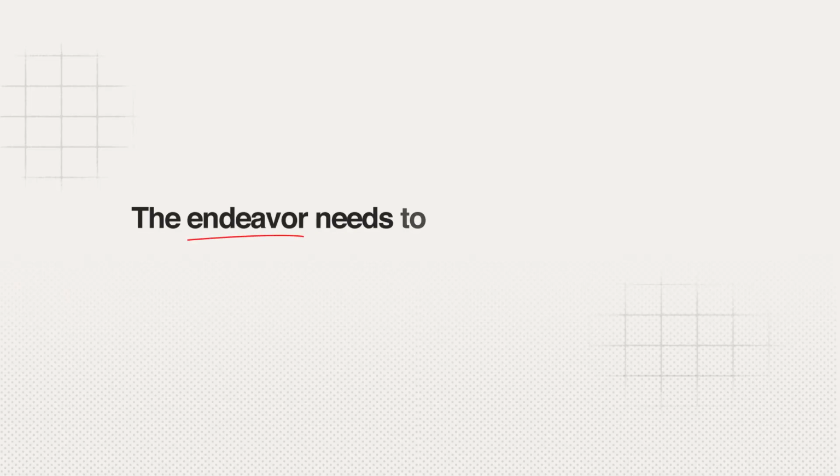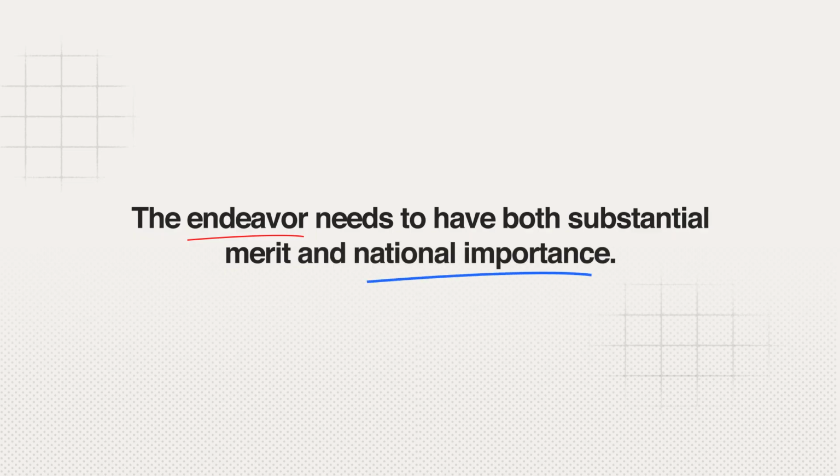The first part says that the proposed endeavor needs to have both substantial merit and national importance. Now let's go again. The proposed endeavor, which is your proposed work, the planned work in the United States, needs to have substantial merit and national importance. What are these? Substantial merit is about the value of the work itself.